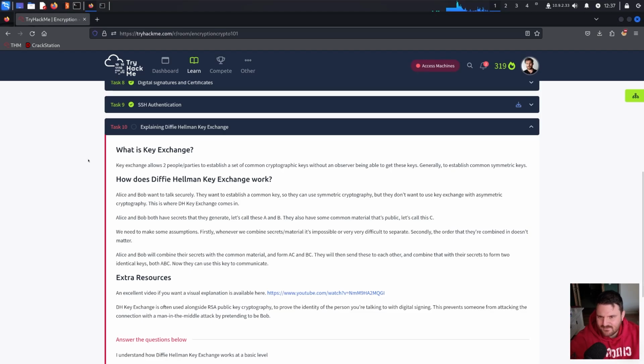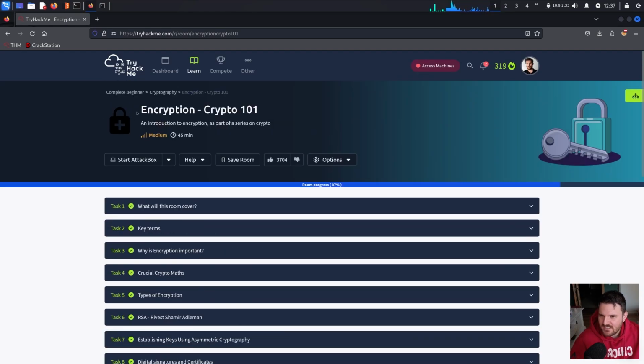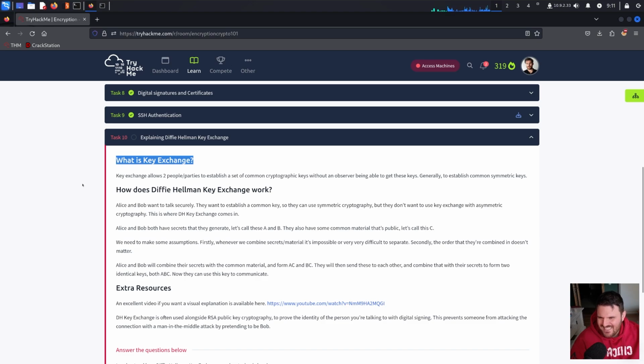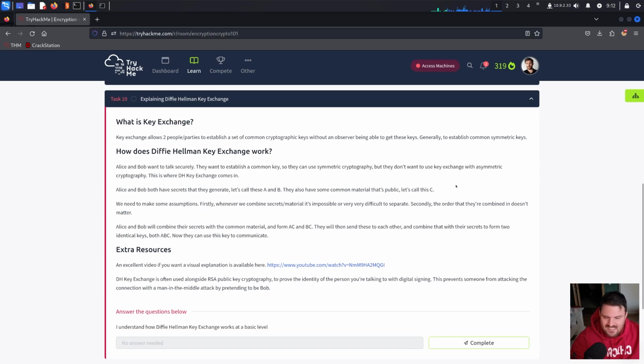Task number 10, explaining Diffie-Hellman key exchange. This task is part of the Encryption Crypto 101 module, which is part of the complete beginner path on TryHackMe. What is key exchange? Key exchange allows two people or two parties to establish a set of common cryptographic keys without an observer being able to get these keys, generally to establish common symmetric keys.